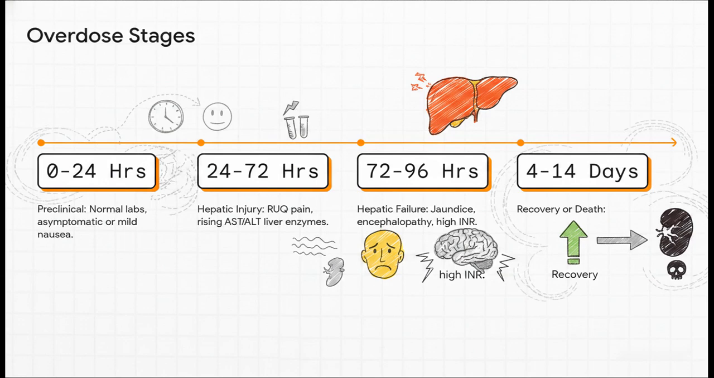It's incredibly deceptive. By 24 to 72 hours, we hit the hepatic injury stage. You'll start seeing right upper quadrant pain and rapidly rising AST and ALT enzymes. At 72 to 96 hours, you're in full hepatic failure: jaundice, encephalopathy, high INR. And finally, days 4 to 14 mark the recovery or death stage. That initial 24-hour window is your critical opportunity to act.